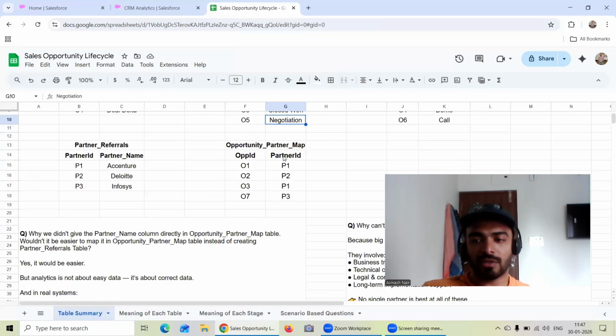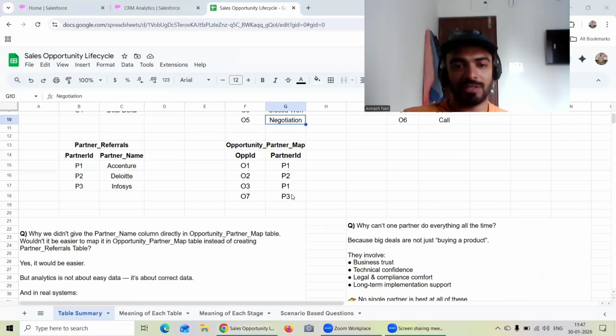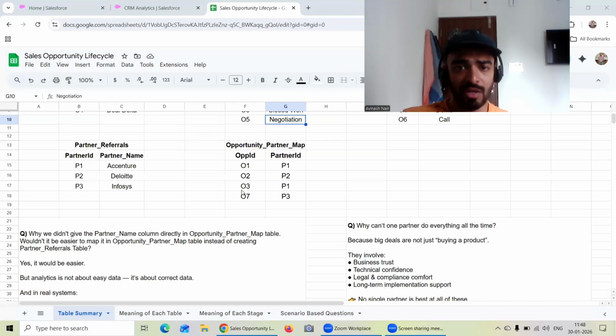Now, some of the common FAQs which you might have, or we might actually have. Like these are the 5 tables, right? So why didn't we give the partner name column directly in the opportunity map table? Wouldn't it be easier to map it in opportunity partner instead of creating a partner reference table? Now, if you see here, I have this partner reference where I have the partner name.